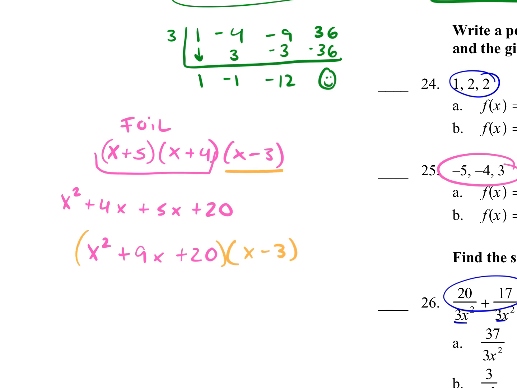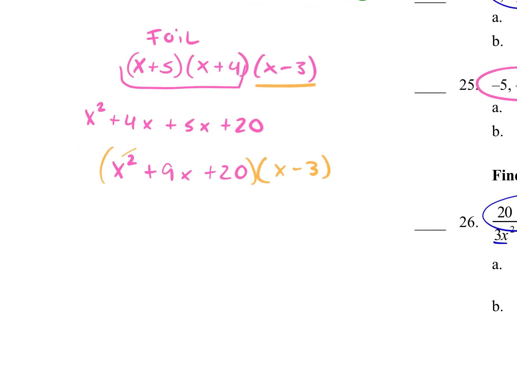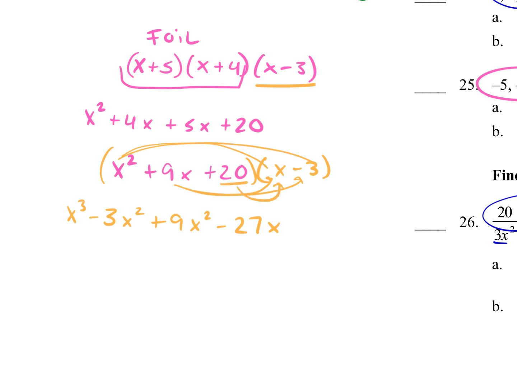So same thing, we're FOILing here. It's just an extra step, so make sure everything in the first parentheses gets multiplied to everything in the second. So x squared times x would be x to the third power. X squared times -3 would be -3x squared. Then we have 9x times x would be plus 9x squared. 9x times -3 would be -27x. And then 20 times x would be 20x. And 20 times -3 would be -60.